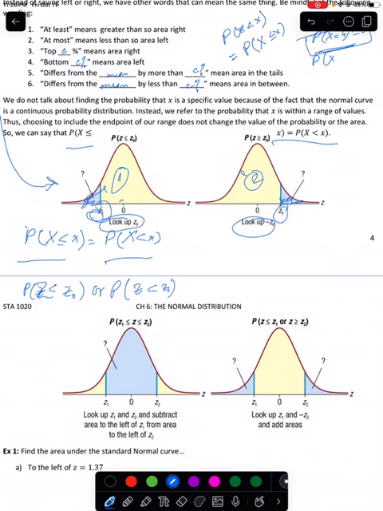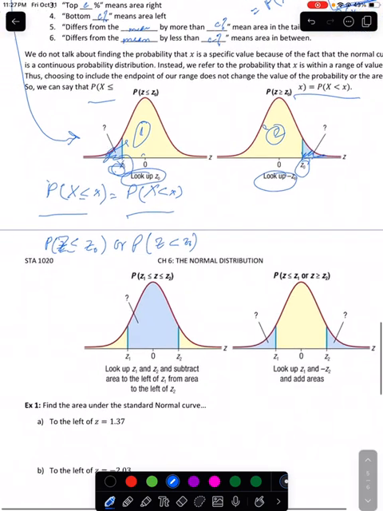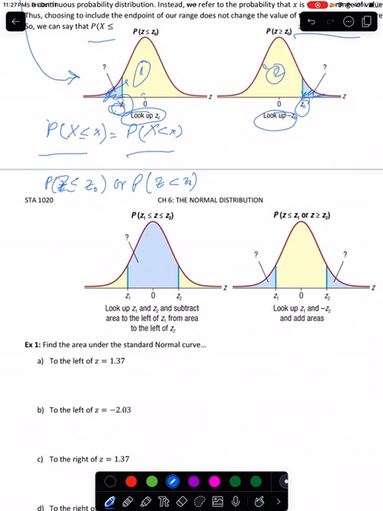If the question asks you to find the area to the right, you look up the negative of whatever Z value you have. Then if you have to find the area between two x values, so if you have x1, the probability that x1 is less than or equal to big X is less than or equal to x2, it becomes the same as the probability that z1 is less than or equal to big Z, which is less than or equal to z2. So it will give you the area between them.